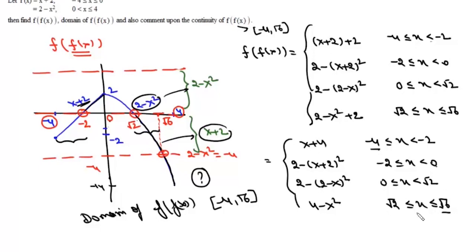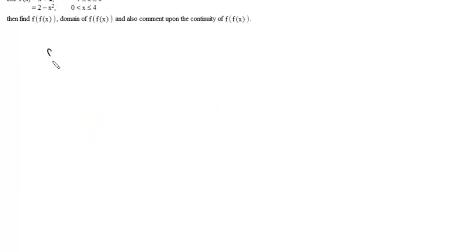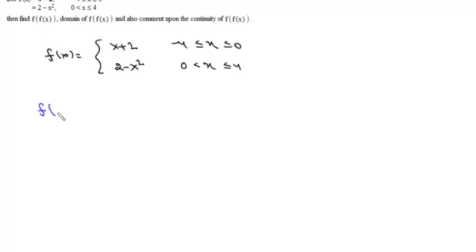Now we'll solve this question using algebraic method. Now for algebraic method, we have this fx, which is defined as x plus 2 when x lies between -4 and 0, and it is 2 minus x square when x lies between 0 and 4. Now we need to find f of fx.